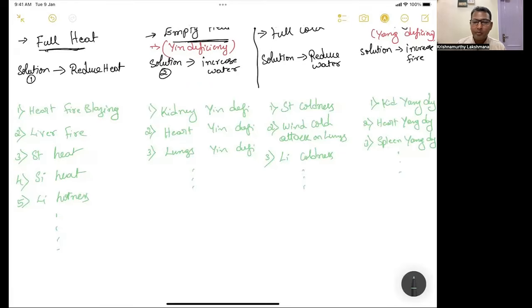And one more thing I wanted to ask you, that external condition you were talking about. If a person is having too much anger, is that an external condition or an internal condition? It can be both.